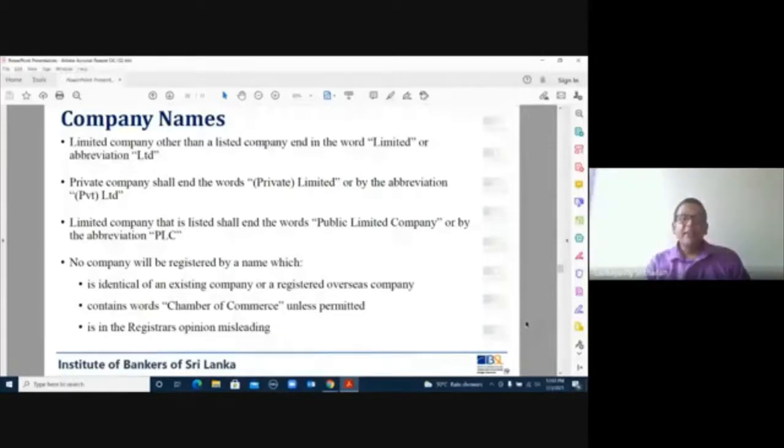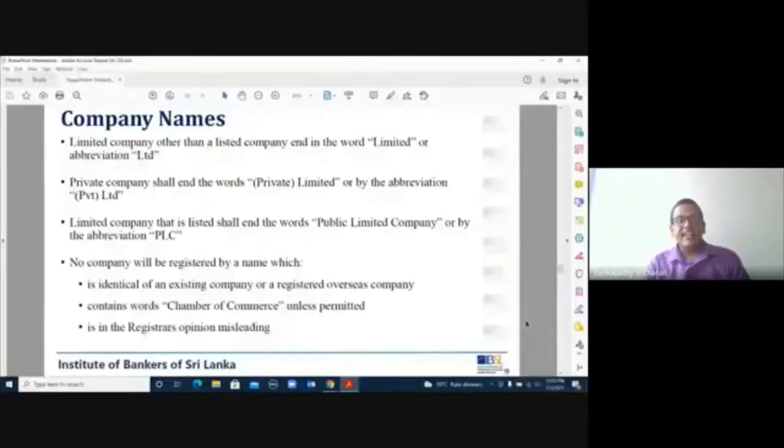No company will be registered by a name which is identical to an existing company or registered overseas company, or contains the words Chamber of Commerce unless permitted, or is in the registrar's opinion misleading.